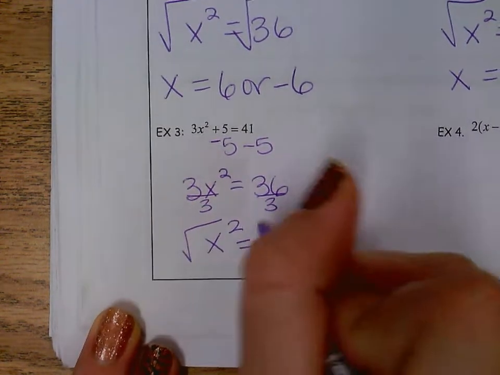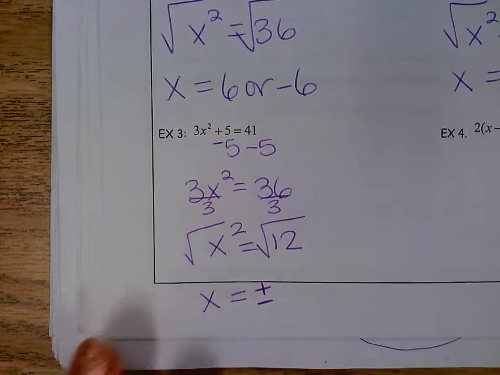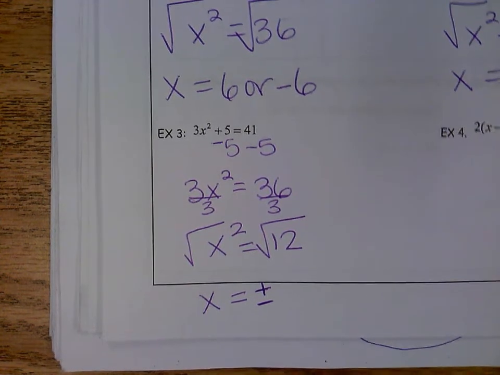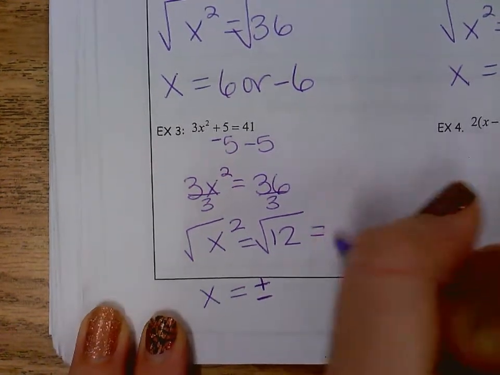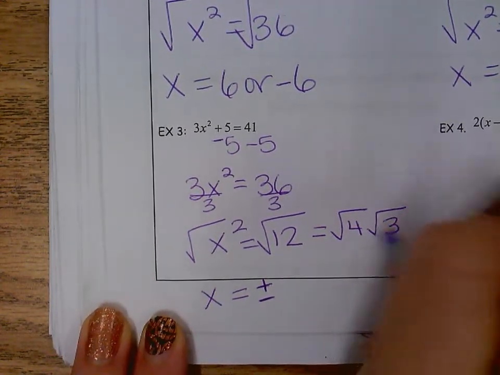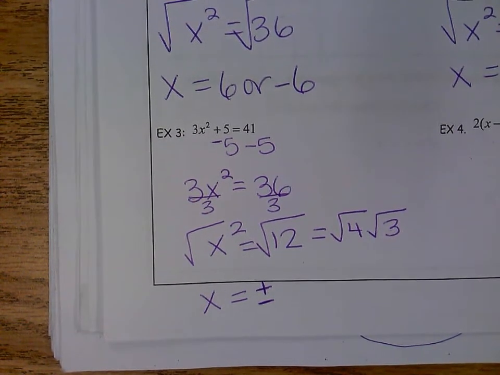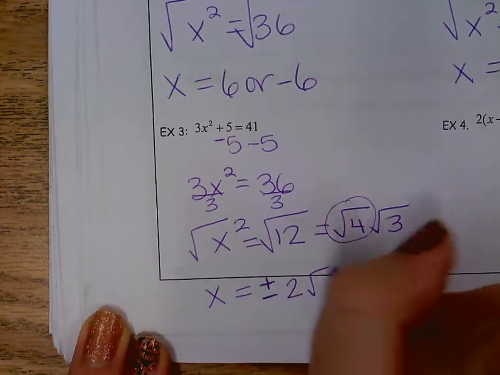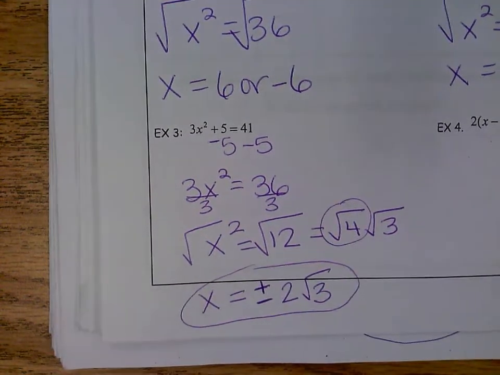I'm going to have to do reduced radical form. Sometimes I just write plus or minus instead of writing 6 or negative 6. You could write plus or minus. All right, what are the perfect squares? 4, right? What goes into 12? 4 goes into 12. So I'm going to rewrite this as the square root of 4 times the square root of 3, because that's equivalent to 12, right? 4 times 3. The square root of 4 I can take. The square root of 4 is 2, and then I write the root 3 after it. So my answer is plus or minus 2 root 3.